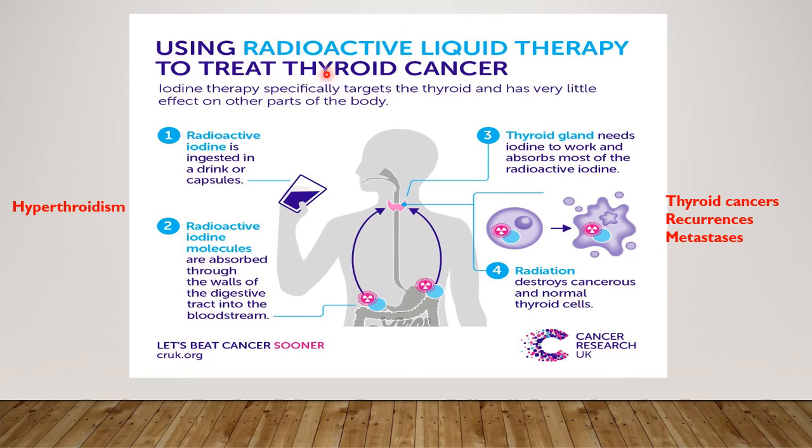Radioactive iodine therapy is used for hyperthyroidism and also, most importantly, in thyroid cancers, especially for the prevention of recurrences and post-operative treatment. It is also useful for metastasis, where this iodine is taken up by these cancer cells and thereby causes destruction of those cells.